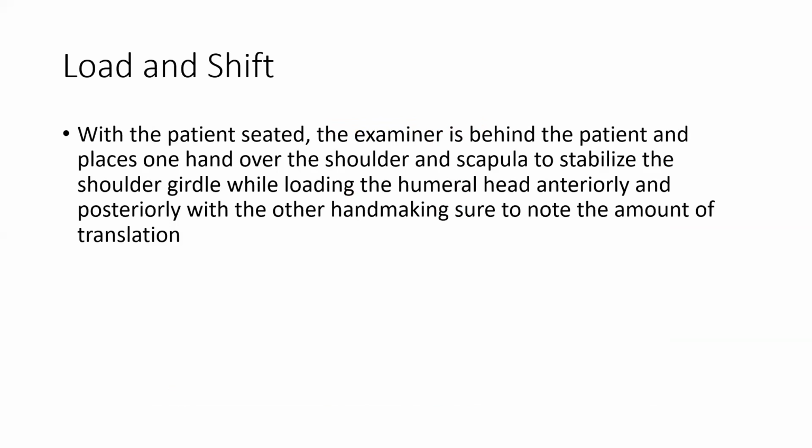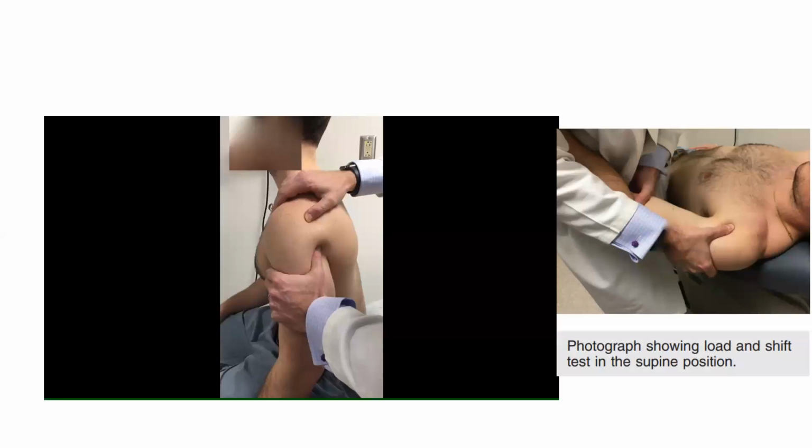Next is the load and shift test. With the patient seated, the examiner stands behind the patient and places one hand on the shoulder, stabilizing the scapula and the shoulder girdle, while loading the humeral head anteriorly and posteriorly with the other hand, making sure to measure the translation.